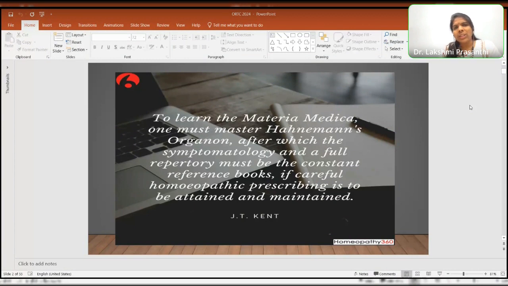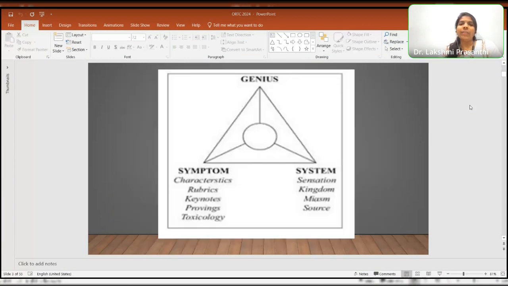To reach the genus of medicine, we have two methods to find the simillimum. We can go through the symptom method or the system method. The symptom method proceeds through the characteristics, rubrics, keynotes, provings, and toxicology. Whereas the system method, which was given by Dr. Rajan Sankaran, talks about the sensation, kingdom, miasm, and the source. So we can reach the simillimum through either method. Let's start with the symptom method.